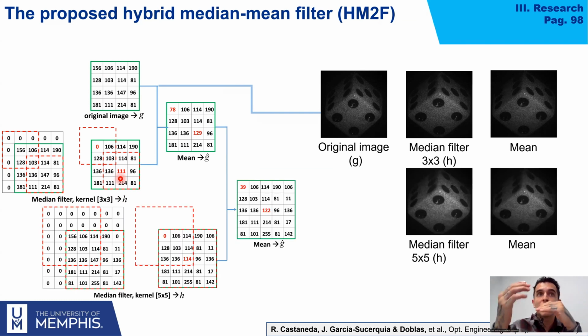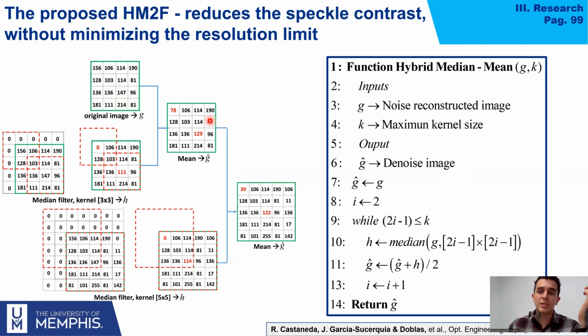Later, the algorithm applies a median filter again, but this time with a kernel size of 5 by 5 over the original image, and this time the mean is computed with the previous outcome. So the algorithm proceeds like a waterfall process until a kernel size defined by the user. So this is the pseudocode of the hybrid median 2 filter.